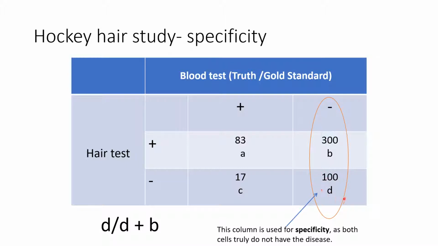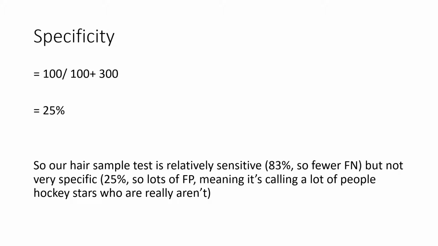So this is the true negatives, 100 here. If we do the math, it turns out to be about 25%. Not great. So our hockey hair test sample is relatively sensitive, and compared to the specificity, it's relatively good, 83%, so not as many false negatives, but it's not very specific. Their specificity is 25%, meaning there's lots of false positives left, meaning it's calling a lot of people hockey stars who really actually aren't hockey stars.